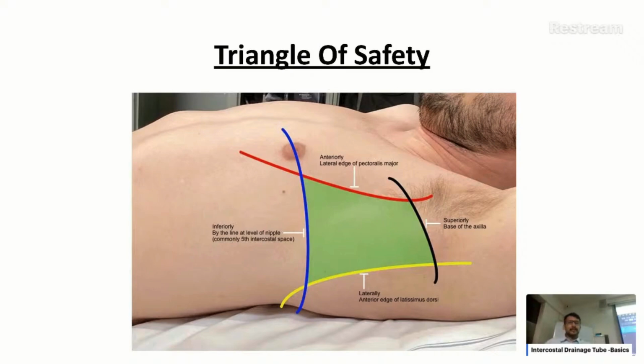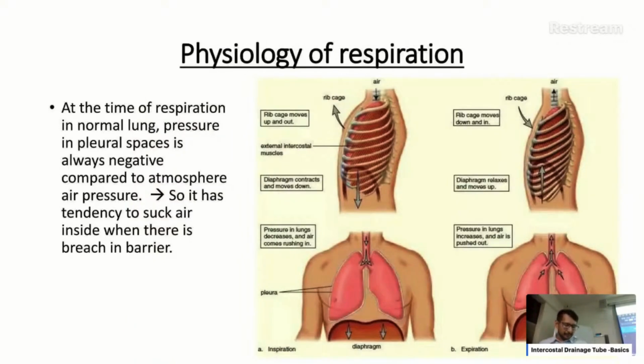This is the triangle of safety. This is the ideal place for the placement of intercostal drains. Anteriorly, it is bounded by the lateral edge of pectoralis major, posteriorly by the anterior edge of the latissimus dorsi, and superiorly by the base of the axilla, while inferiorly by the line of the fifth intercostal space, at the level of the nipple, depicted by the blue color here.